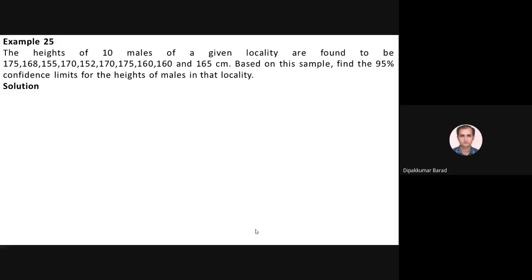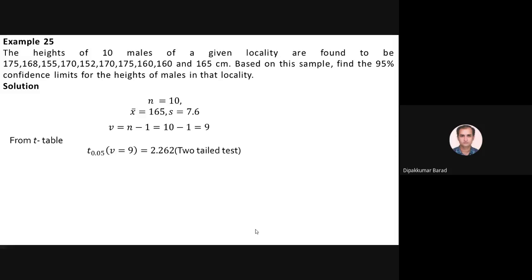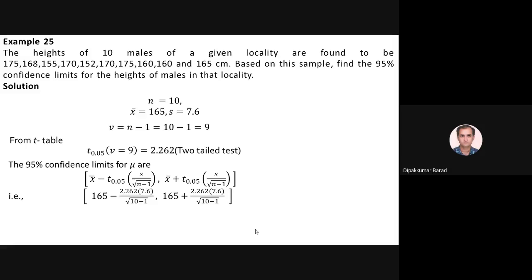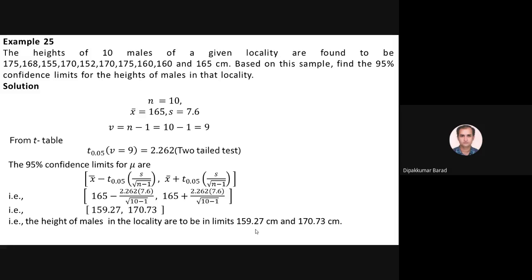Again we have to find the confidence limits. From whatever is given, you can find x bar, and the degree of freedom v is equal to n minus 1. And from the t table you can see that this is 2.262. Now you already know how to find the value from the t table. Then the confidence limit we require is x bar minus t at s upon under root n minus 1. If you put this in, what I get is 159.27 and 170.73. So the heights of males in the locality are within the limits 159.27 and 170.73.